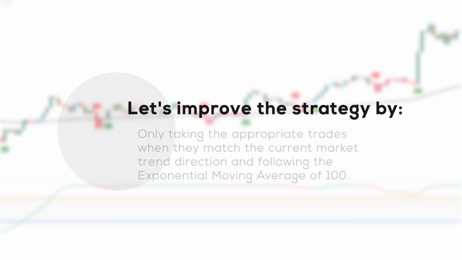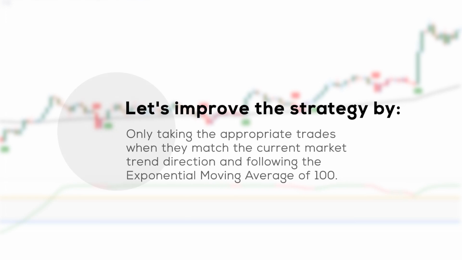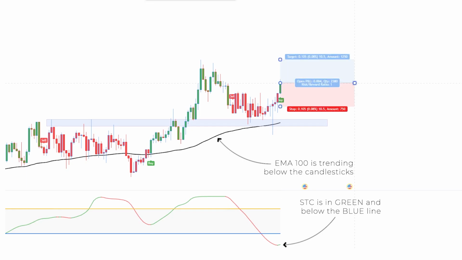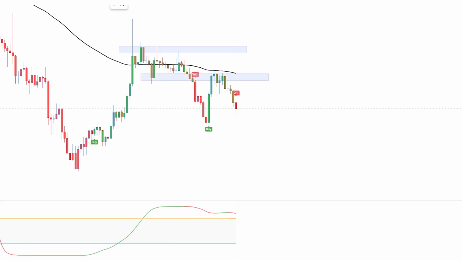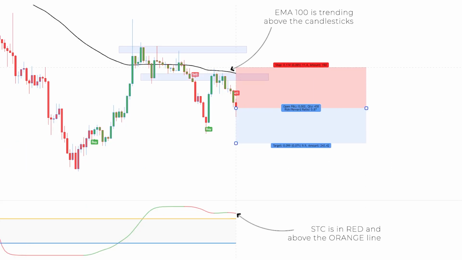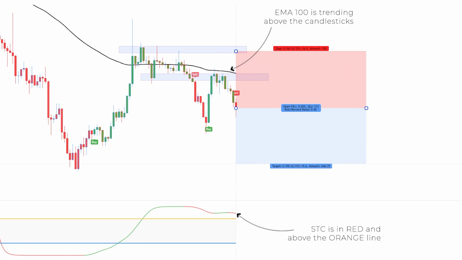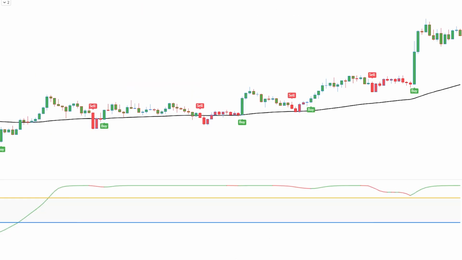So we will be using the same rules as I mentioned before, but now we will be looking to trade with a trend only and following the exponential moving average of 100, meaning that we would only enter a long position if 100 EMA is below the price, and vice versa for a sell. So that would be EMA 100 is above the candlesticks, or the candlesticks are crossing EMA towards the downside. So let's do a quick backtest and see what we get.